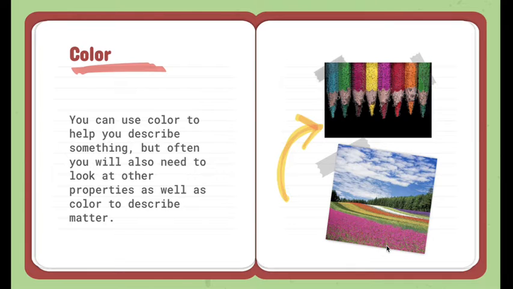You can use color to help you describe something, but since it doesn't give a whole lot of information, you're also going to need to look at some other properties as well as color to describe matter.